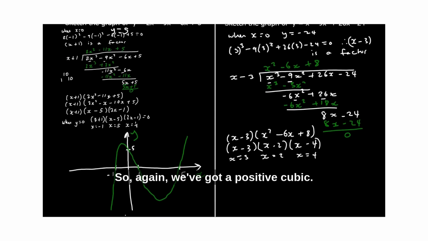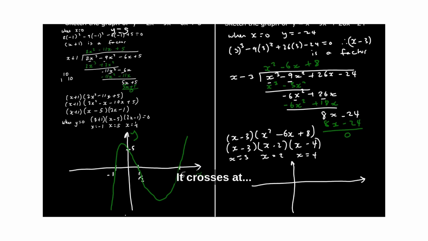So again, we've got a positive cubic. It crosses at 2, 3, and 4. Space them out a bit better: 2, 3, and 4. It crosses the y-axis at negative 24. That'll be a long way down. And it's a cubic shape. So it's going to come up, down, up. So that is our sketch.